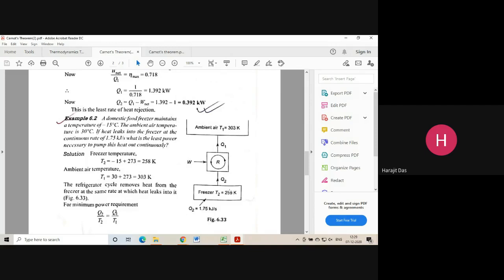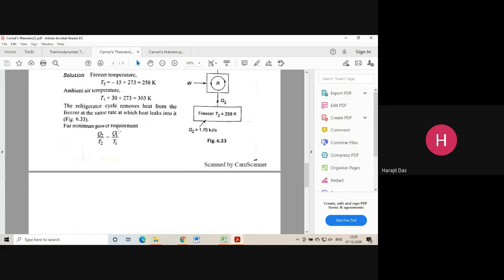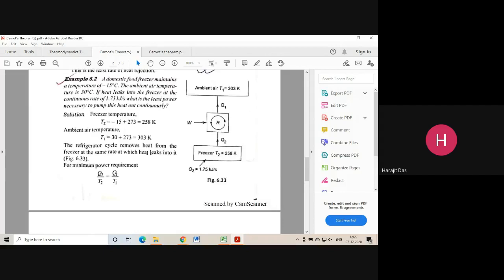Now as because of this process, we'll be taking this formula, Q2 by T2 equals Q1 by T1. Q2 is given, so we need to find out Q1, isn't it? So what is the least power necessary to pump this heat out continuously? Means we need to find out the power by which this Q2 amount of heat has to be pumped out from this chamber, otherwise this Q2 amount of heat is entering, so we need to extract that same amount of heat with the expenditure of this work.